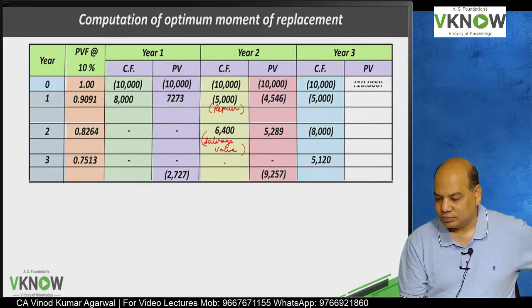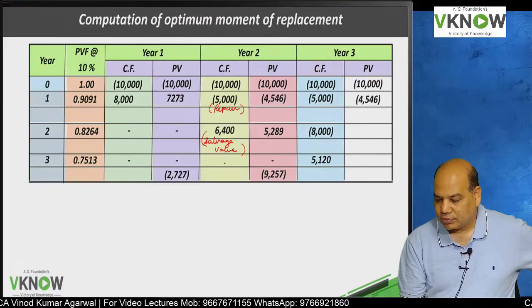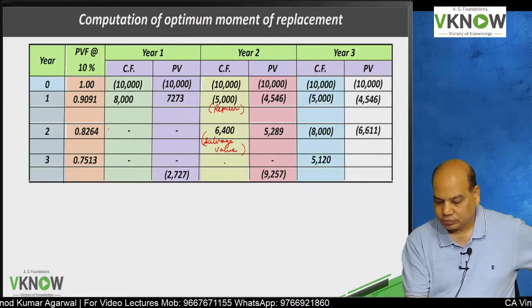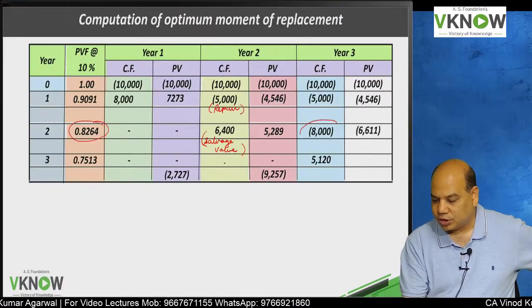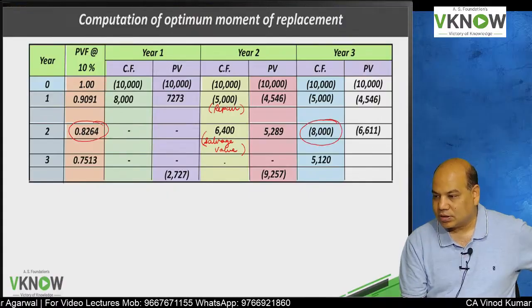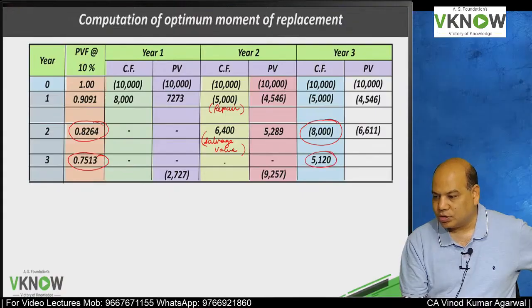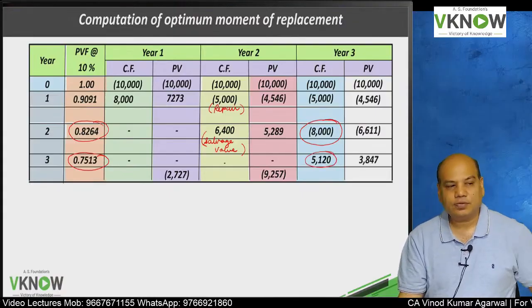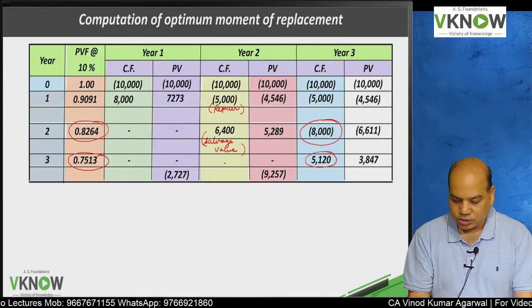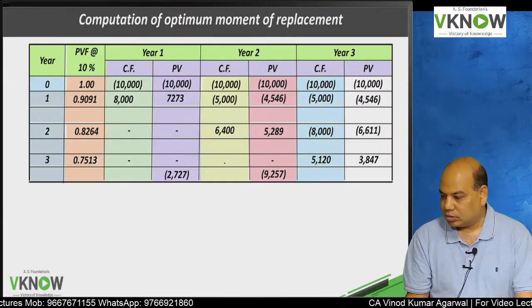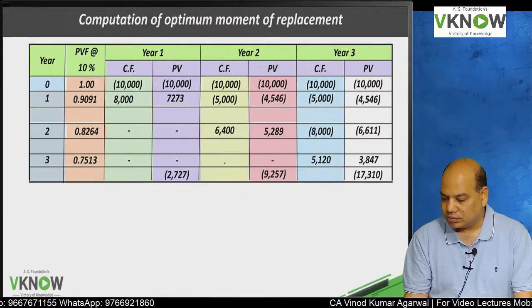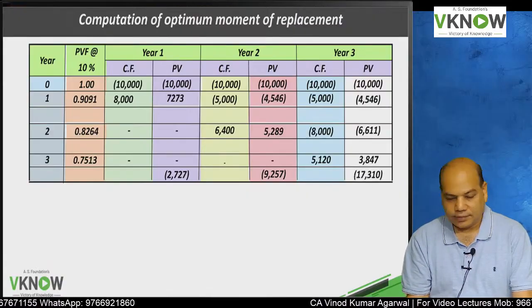Present value 10,000, 4546, 0.8264 into 8,000, 6611, 0.7513 into 5120, 3847. Please take the total. Anybody for the total? Total of the last column 17310 negative.